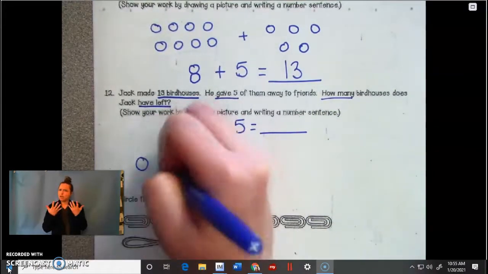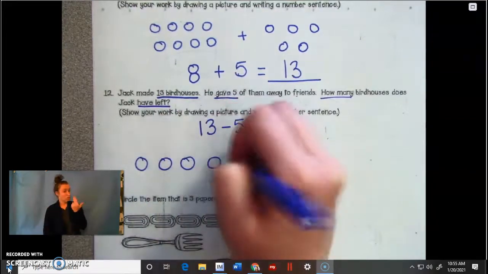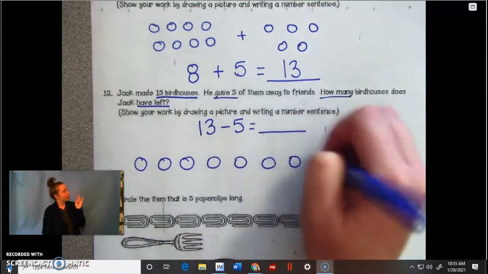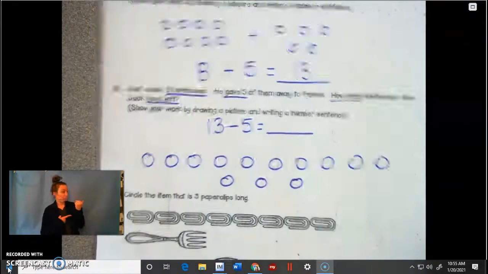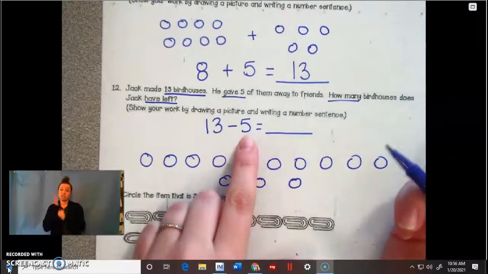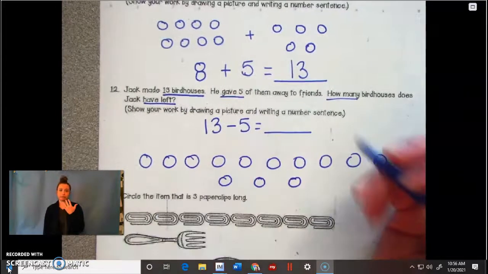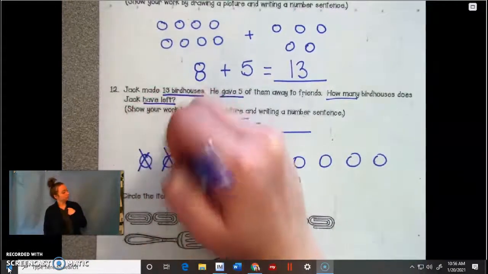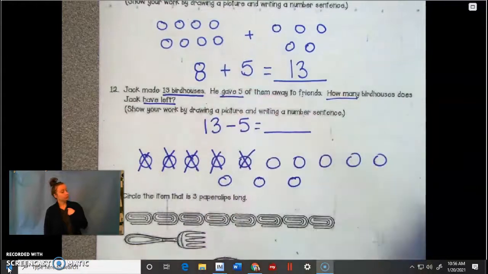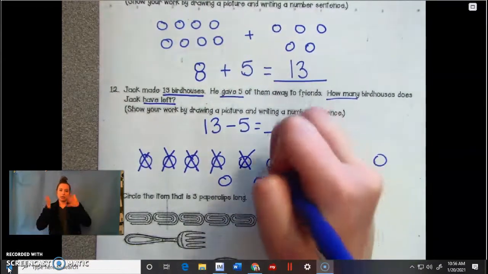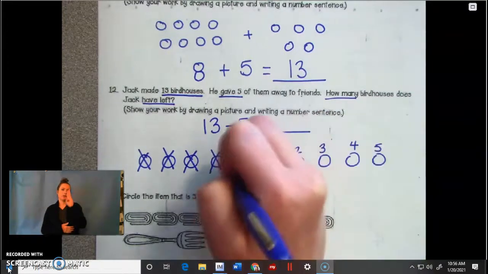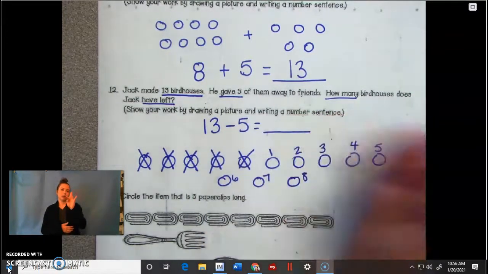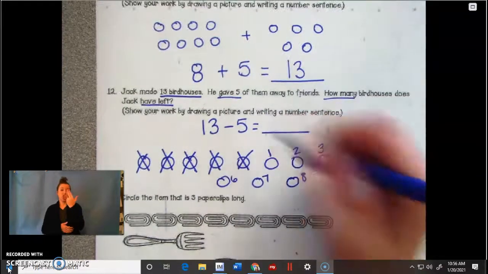So I'm going to draw my 13 circles. 4, 5, 6, 7, 8, 9, 10, 11, 12, 13. And I'm going to take away the 5 that he gave away because he doesn't have them anymore. 1, 2, 3, 4, 5. Let's count how many he has left. 1, 2, 3, 4, 5, 6, 7, 8. So 13 take away 5 is 8.